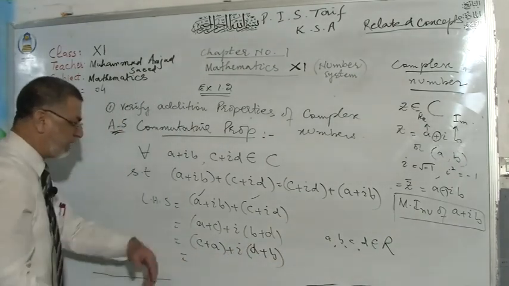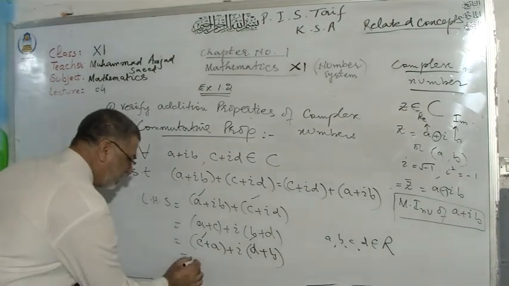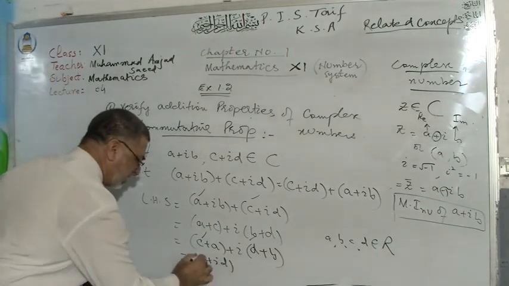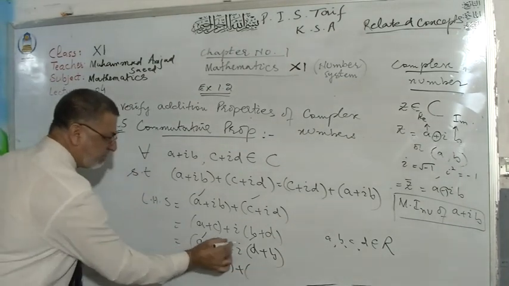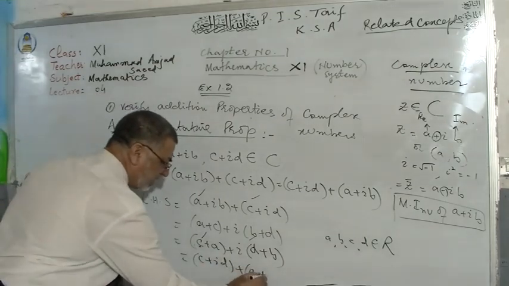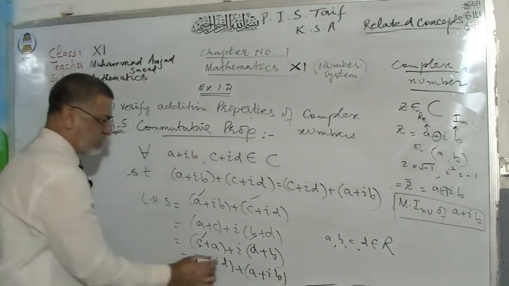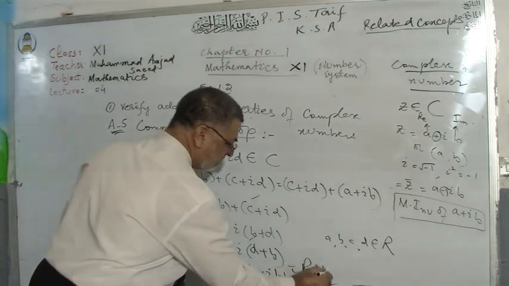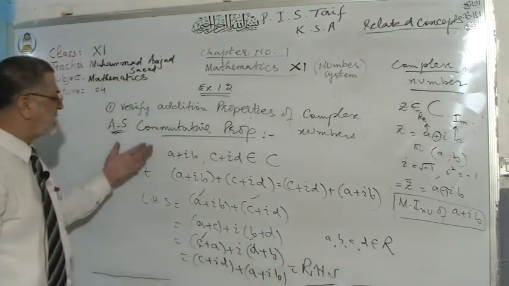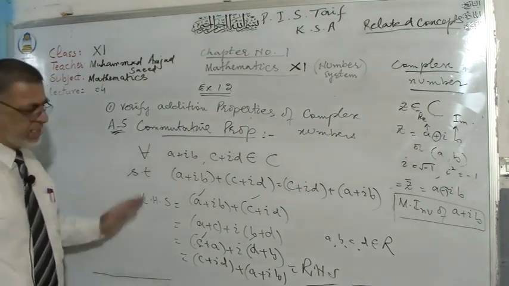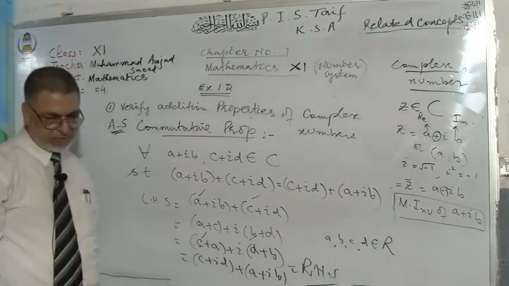Now if you open up again, what will be? c plus iota d, then a plus iota b, which is your right hand side. You can check it. So hence, commutative property is satisfied in set of complex numbers.